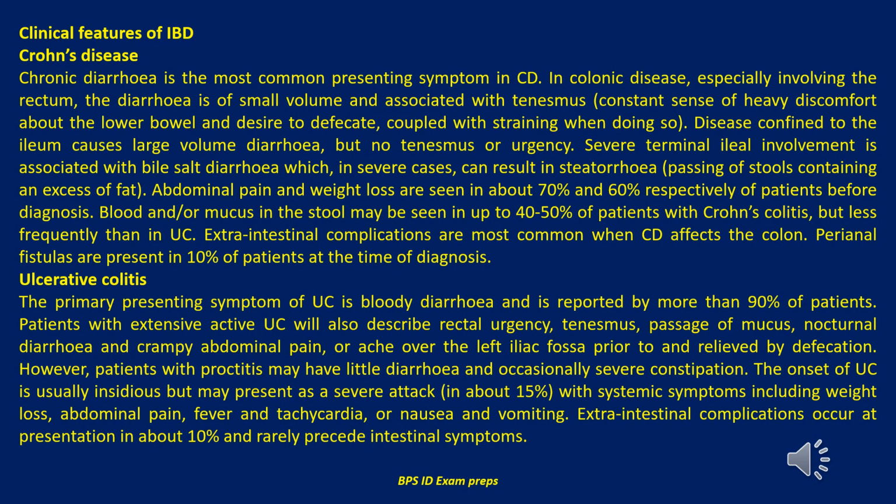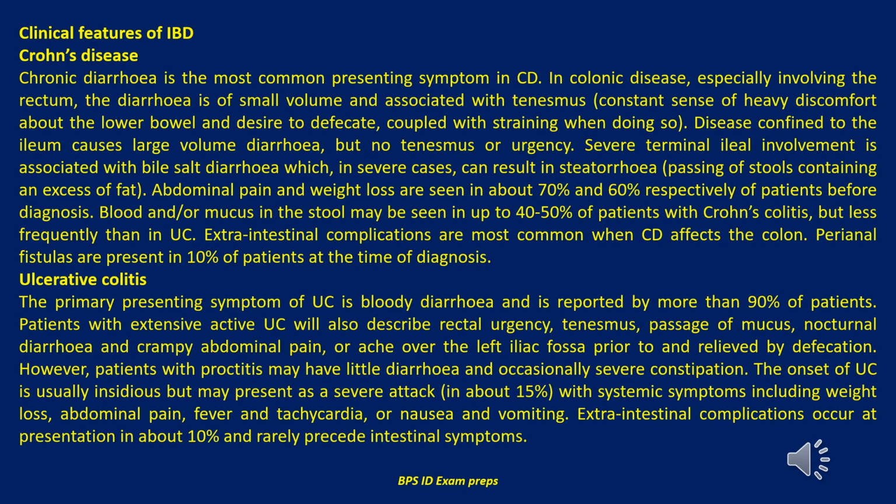Abdominal pain and weight loss are seen in about 70% and 60% respectively of patients before diagnosis. Blood and/or mucus in the stool may be seen in up to 40 to 50% of patients with Crohn's colitis, but less frequently than in UC. Extraintestinal complications are most common when Crohn's disease affects the colon. Perianal fistulas are present in 10% of patients at the time of diagnosis. Next we will discuss ulcerative colitis.